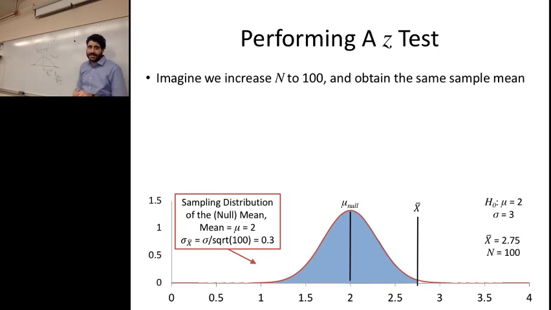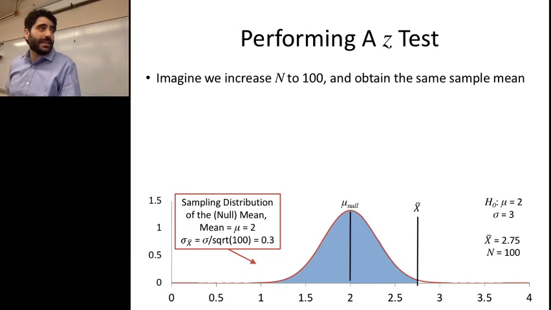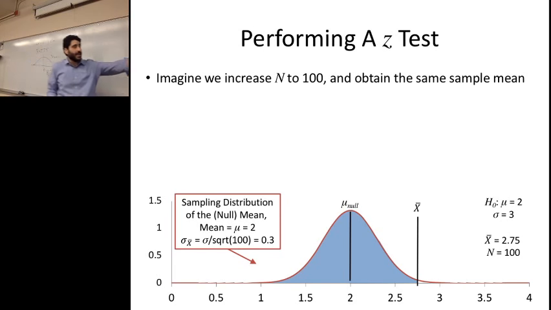Now we could ask, is getting 2.75 in this case more impressive? And the answer is that it is. The reason that it's more impressive is because the standard error is now 3 divided by the square root of 100, which is 0.3, right? What this is telling us is that if you take 100 samples out of this null distribution with a mean of 2, the mean of those 100 numbers should be pretty tightly centered around 2, right?